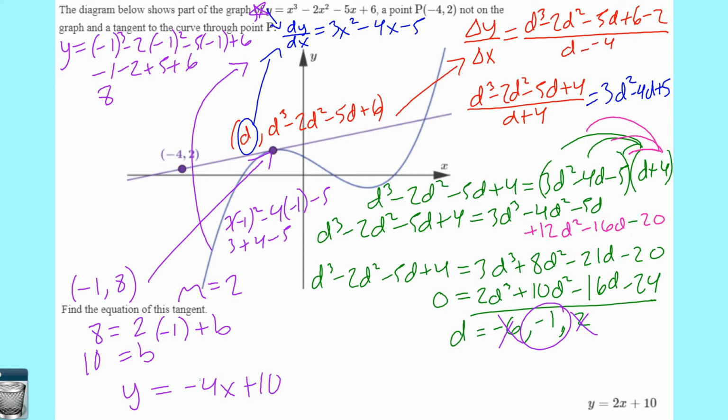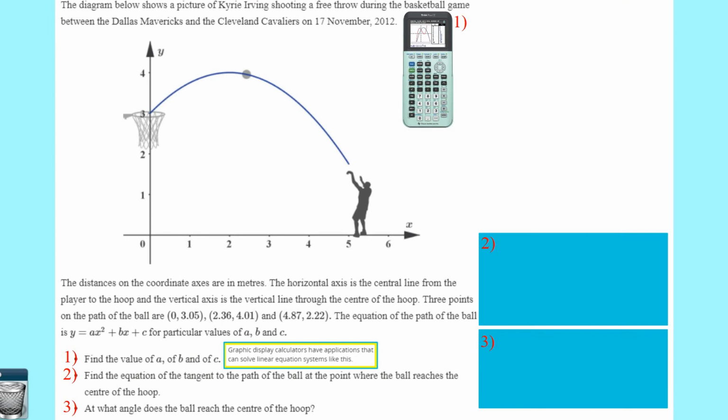Oh, and I didn't erase the negative 4 because our slope is now 2, not negative 4. And I should have realized that too because that is clearly not a negative slope. Okay, I should have realized that was a positive slope. We all make mistakes.